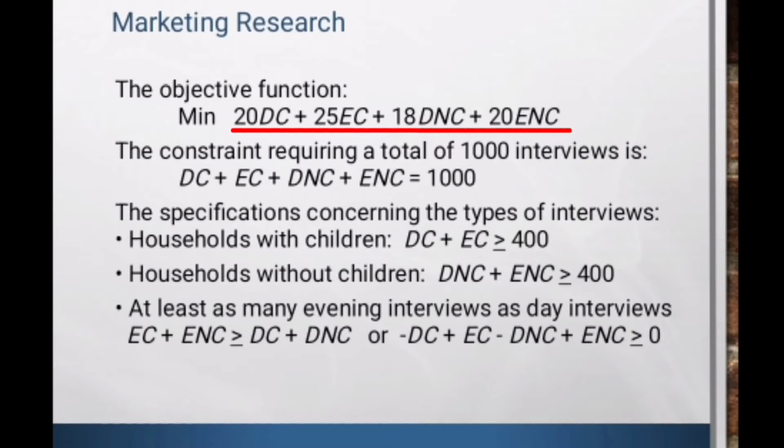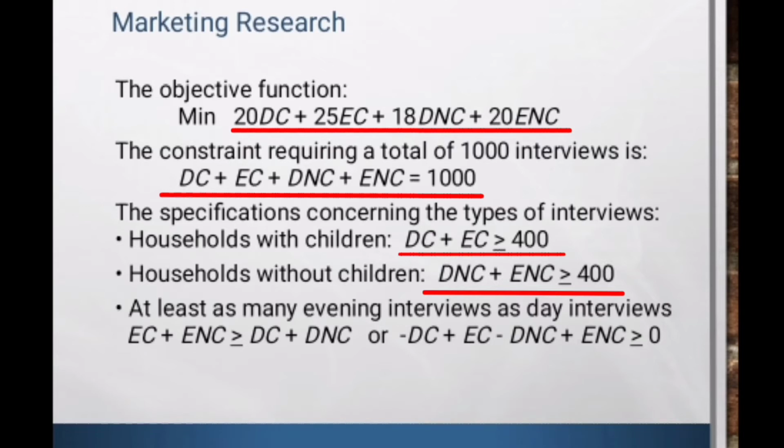The constraint requiring a total of 1,000 interviews is DC plus EC plus DNC plus ENC equals 1,000. The next constraint is you have to do at least 400 interviews of households with children and 400 interviews of households without children. So for households with children, we have DC plus EC is greater than or equal to 400. And for households without children, DNC plus ENC is greater than or equal to 400. Other than that, we also have other constraints.